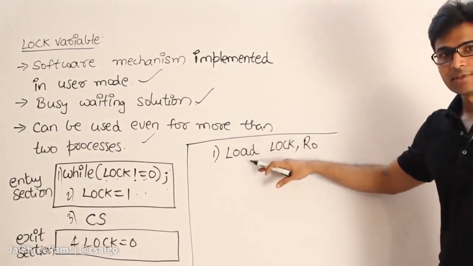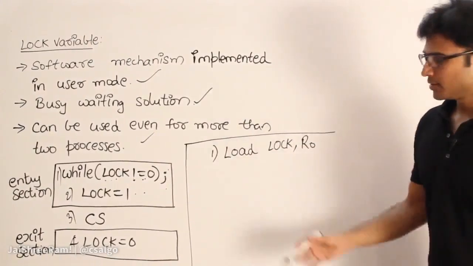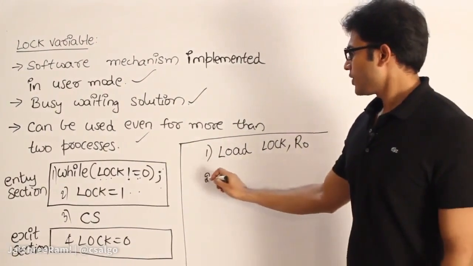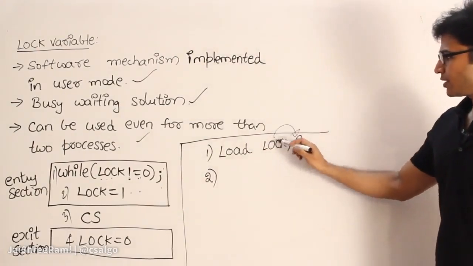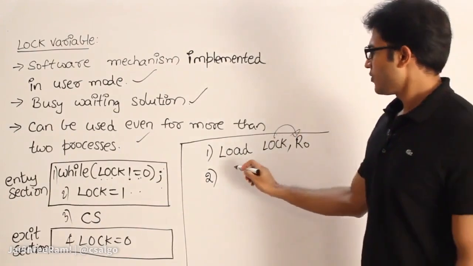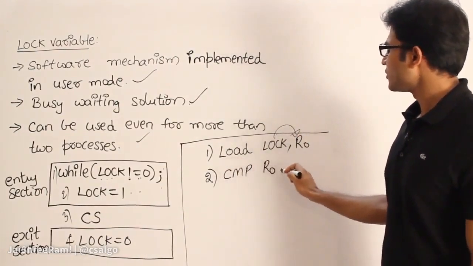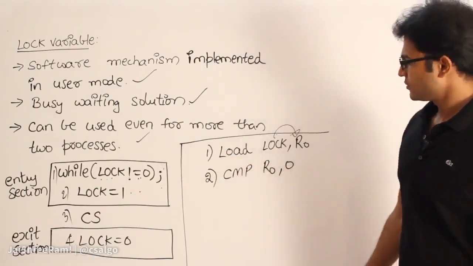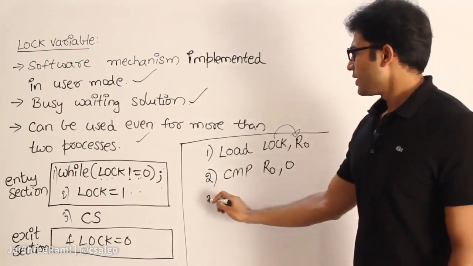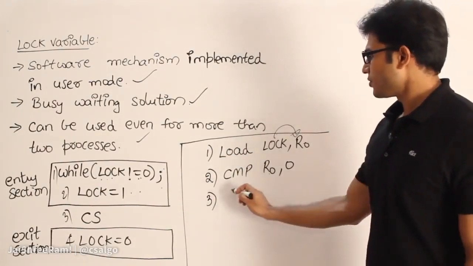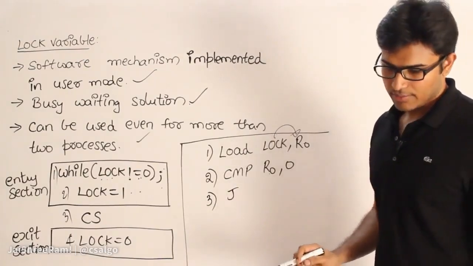So if you analyze with these instructions, the same thing could be done in any programming language, any assembly language. Now first we are going to load the lock value into R0, which means R0 is going to contain the lock value, and then I'll compare R0 with 0. You can either compare with 1 or 0, not an issue, right? So with 0. Now the third one is, if it is not 0, then jump. I'll write jump if not 0.